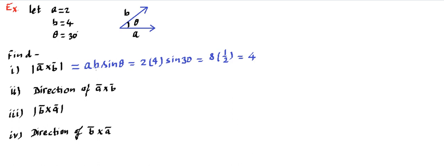Making sense? Now the next point is the direction of A cross B. So we need to find the direction of the A cross B vector. We say that the direction of A cross B will be perpendicular to vector A and perpendicular to vector B. That means perpendicular to the plane in which vectors A and B have been shown. A and B have been shown in the plane of this whiteboard, so it's going to be perpendicular to this whiteboard.